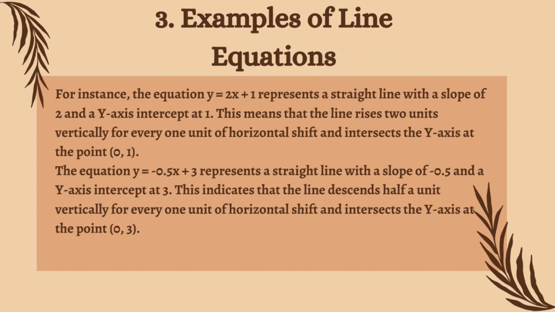The equation y = -0.5x + 3 represents a straight line with a slope of -0.5 and a y-axis intercept at 3. This indicates that the line falls 0.5 units vertically for every 1 unit of horizontal shift and intersects the y-axis at the point (0, 3).